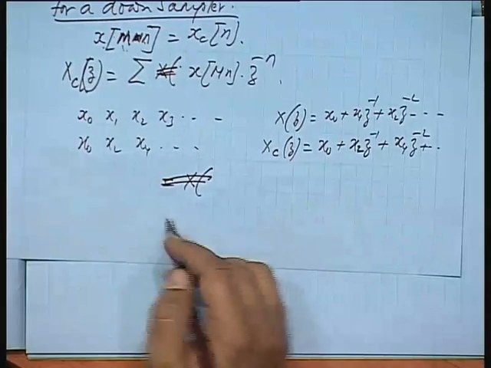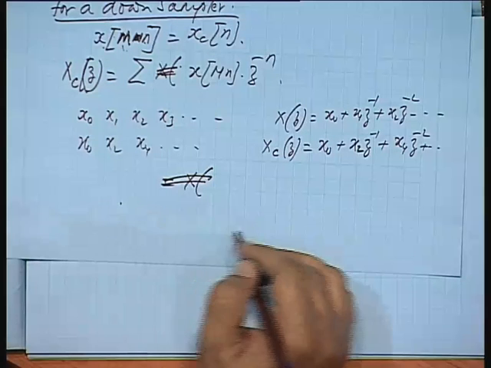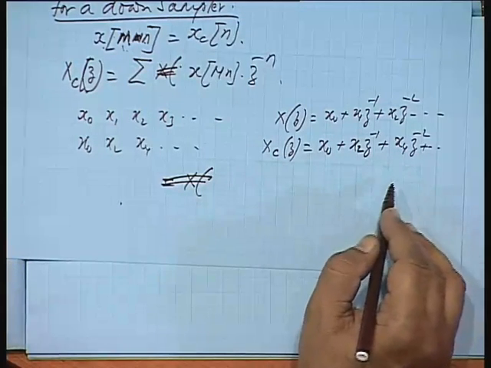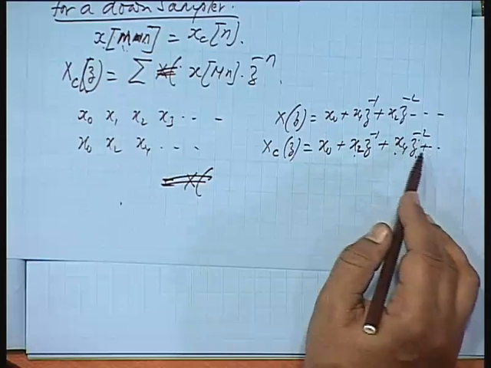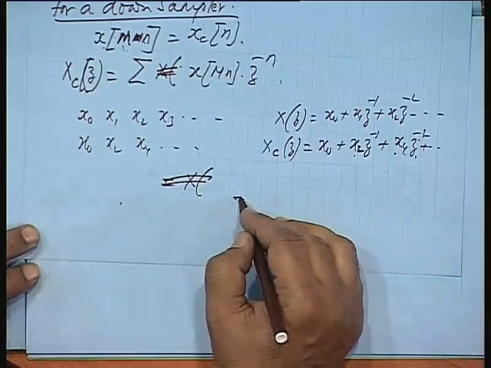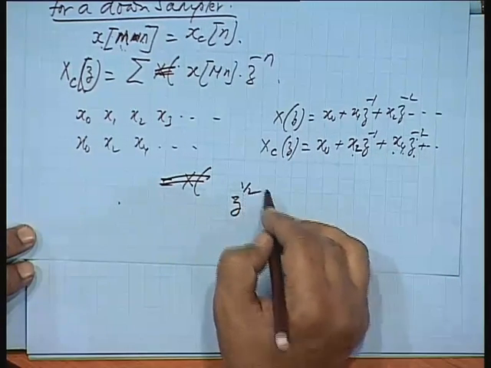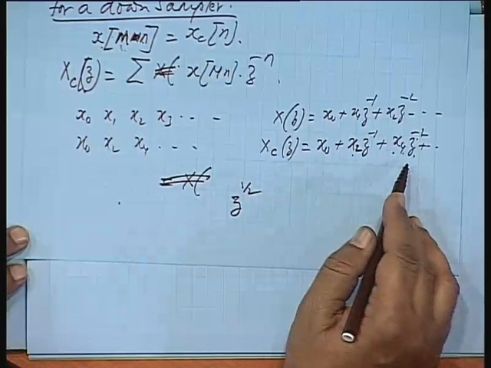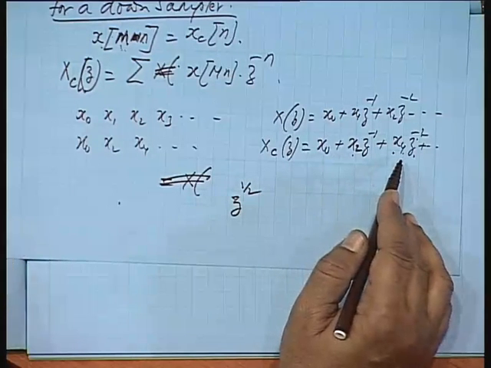Will it be, sorry, you are getting x 2 z to the power minus 2, x 4 z to the power minus 2 and so on. So, z is getting compressed by a factor of 2. All right, z will be replaced by z, but will that be sufficient? There is something else missing, all right.